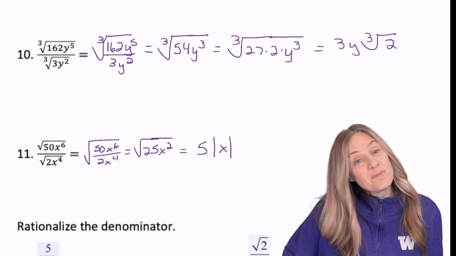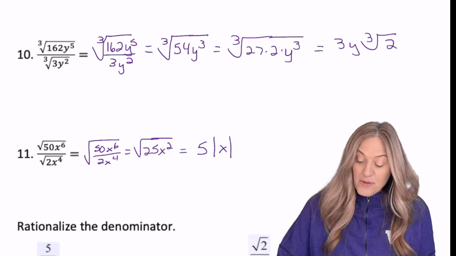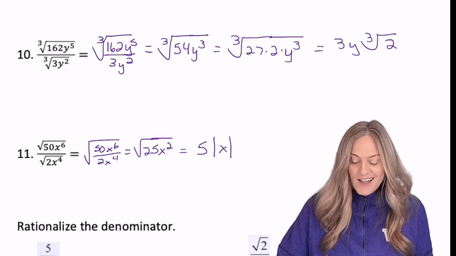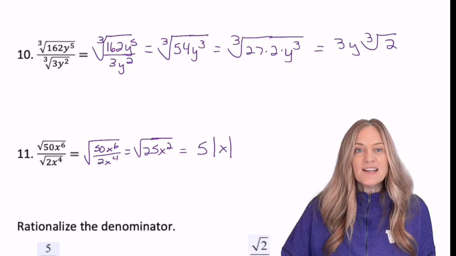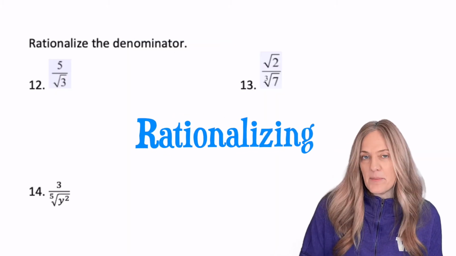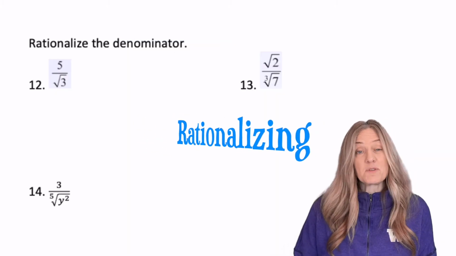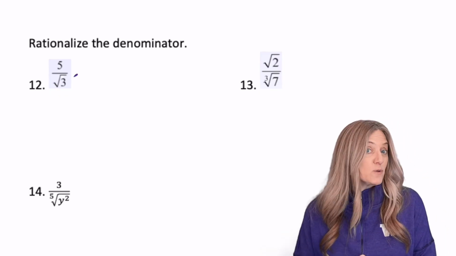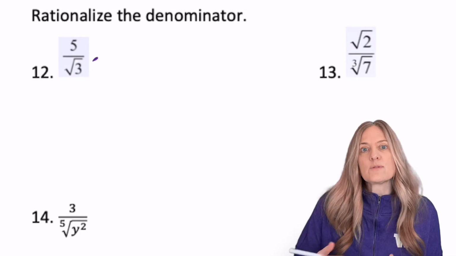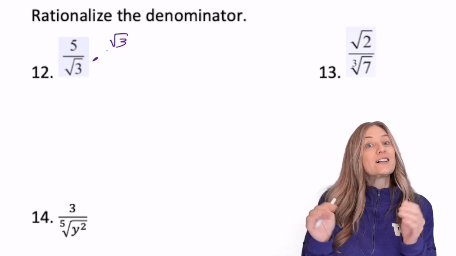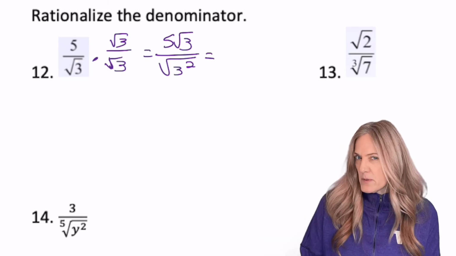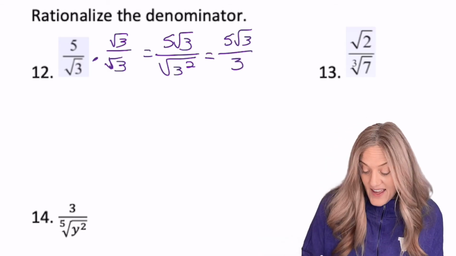Number 10 is a cube root, so we didn't have to worry about absolute value. 3y cube root of 2, and then 11 was very much similar to 9, and we get 5 absolute value of x. Next, let's look at rationalizing denominators. We've already seen this a few times, but let's practice again. So if we want to rationalize this 5 divided by root 3, well, that's square root, so I need 2 3's in order to clear the square root. My creative form of 1 will be square root 3 over square root 3, multiply, and then simplify.